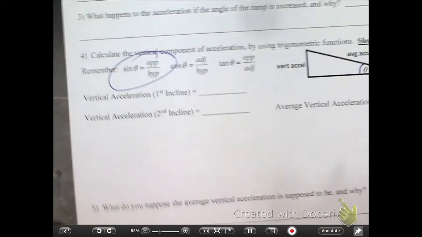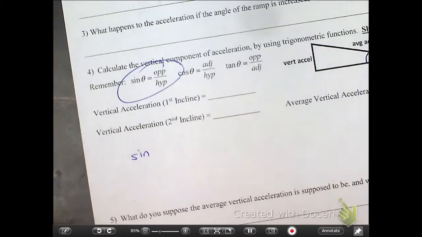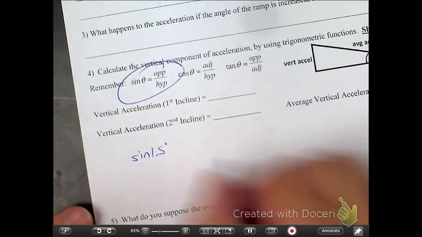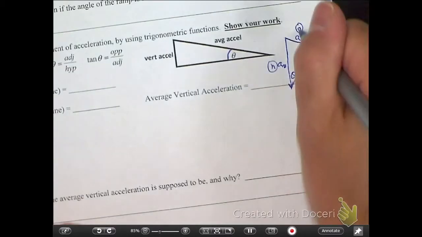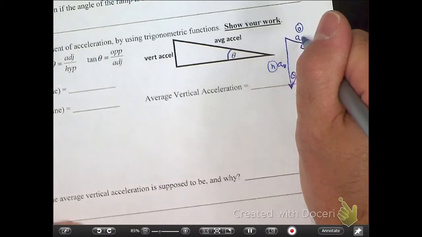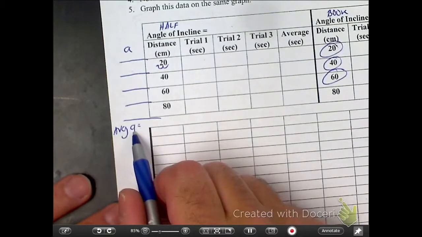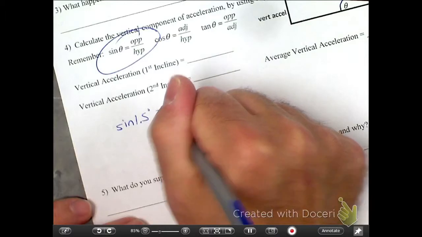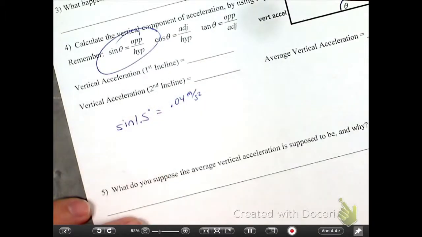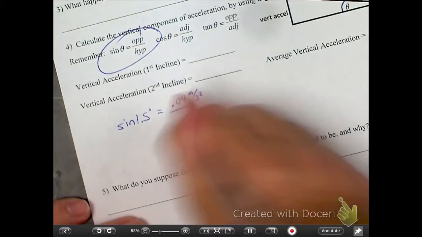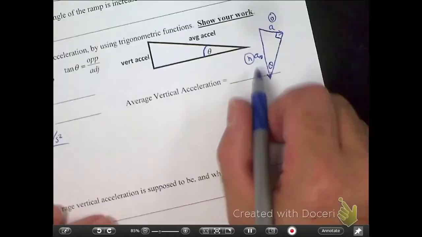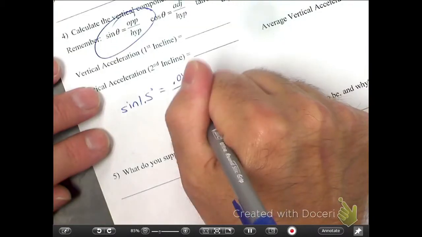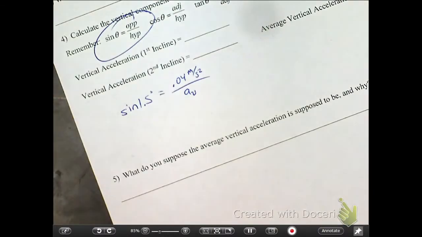So you're going to basically do the sine of your angle. Let's say the angle was 1.5 degrees. That's just going to be my angle. Equals opposite. That's the acceleration I've already calculated. I got that on the front side down here, right? Average acceleration. Let's say my average acceleration was, I don't know, 0.04 meters per second squared. I'll just make something up. Divided by the hypotenuse. The hypotenuse is the vertical acceleration. That's what we're looking for. So, acceleration in the vertical direction. It looks something like that, wouldn't it?